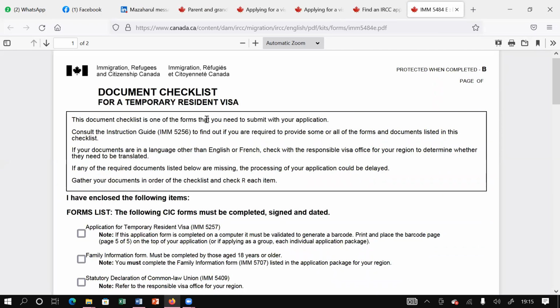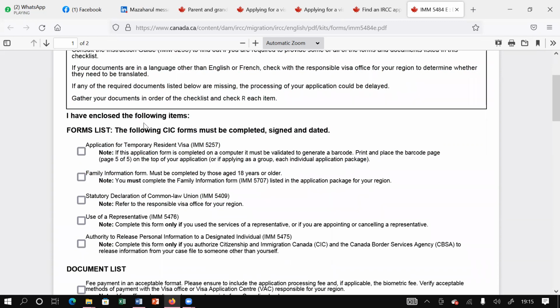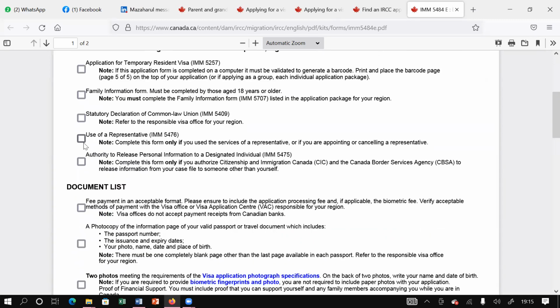See, this is the document checklist you need to submit with your application. Consult the instruction guide to find out if you are required to provide some or all the forms listed in the checklist. Now, I have enclosed the following items. The following CIC forms must be completed, signed and dated. Application for temporary resident. Family information form must be completed by those aged 18 years or higher. Statutory declaration of common-law union. Use of a representative. Authority to release personal information.